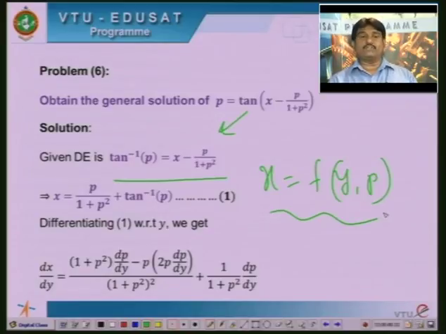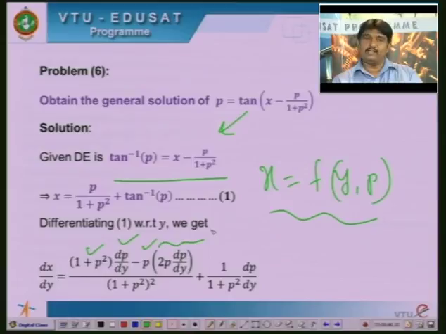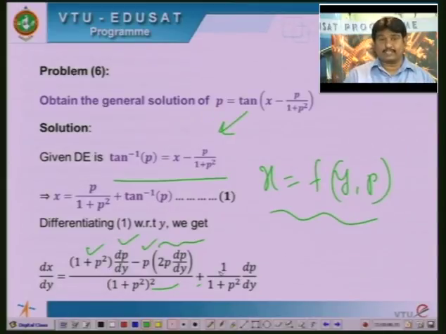Now differentiate this equation with respect to y to get dx by dy equals, apply quotient rule, denominator into derivative of numerator minus numerator into derivative of denominator. Derivative of 1 plus p square is 2p into dp by dy divided by denominator square, which is 1 plus p square the whole square, plus derivative of tan inverse of p. Derivative of tan inverse of x is 1 by 1 plus x square. So derivative of tan inverse of p is 1 by 1 plus p square into dp by dy.